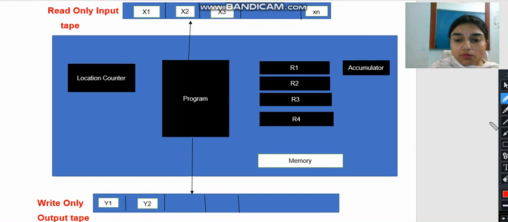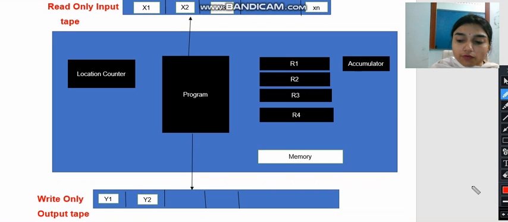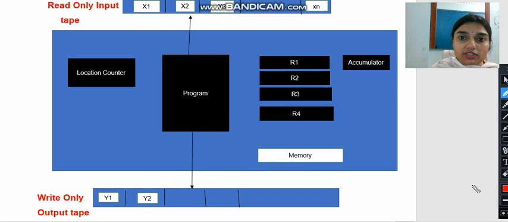Now when we talk about the complexity of this system, there are two types of complexity associated with an algorithm. The first one is the time complexity and the second is the space complexity. In the coming lecture we will learn what the space complexity and the time complexity are for the serial model of computation.